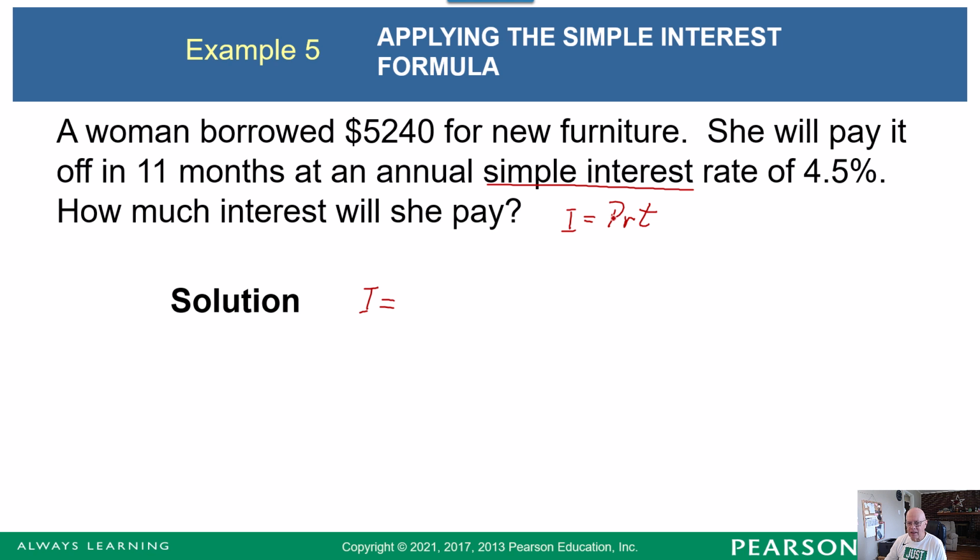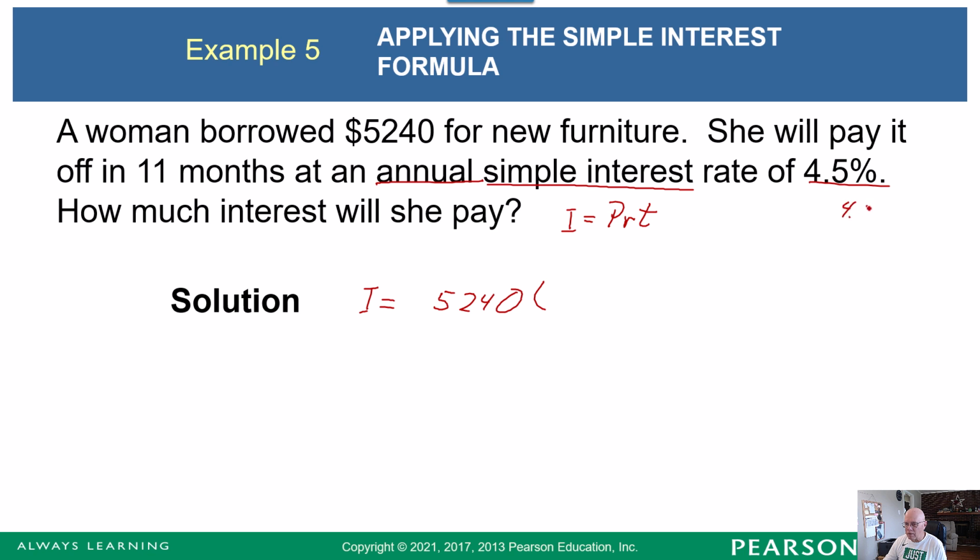P, what's that? That's the principal. That's how much money we started with. $5,240. You can put the dollars in if you like. Just remember that at the end if you don't. R. Now R is in a percent up here, and it's the annual. That's good because R needs to be the annual one, but we need to change this to a decimal.